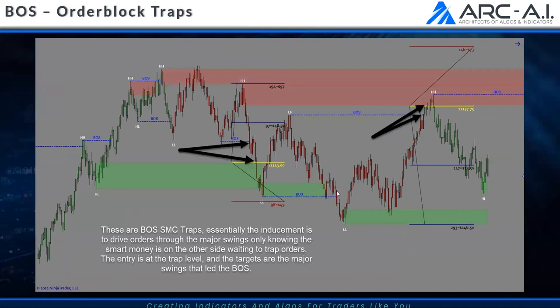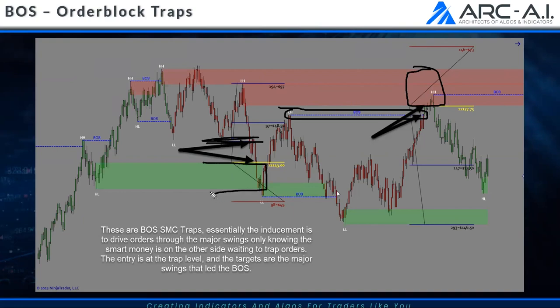Okay. This is what I would call order block traps. So this is where you've got a boss when you're in range bound markets, okay? When we're in range bound markets, this is only meant for ranging scenarios, okay? Oscillating markets, you can see this is a pretty large range, okay? What this is, you've got a boss, and right above it, you've got supply. And then you've got a boss, and right below it, you've got demand.